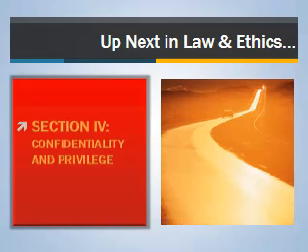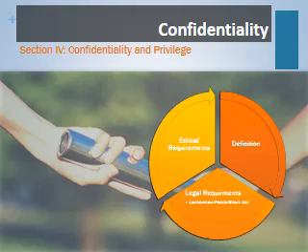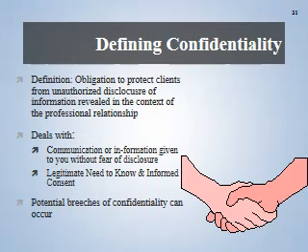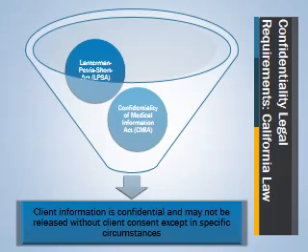All right, moving on to the discussion of confidentiality and privilege. We're going to talk both about the ethical and legal requirements as well as defining our terms. So let's start with confidentiality. This is the obligation of psychologists to protect their clients from unauthorized disclosures of information that was revealed in the professional relationship. Remember that we must give this confidentiality to the public as well. We consider them as well as our patients.